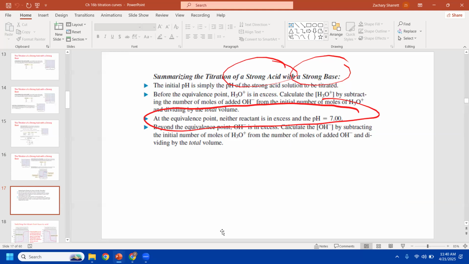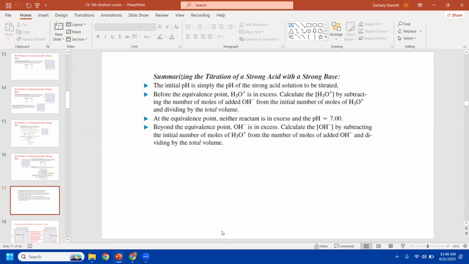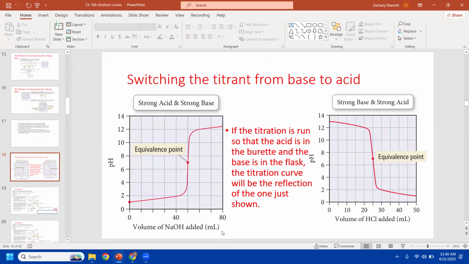Is it difficult after learning it for the first time? Hell yes. So start practicing it, okay? We got 10 more minutes. Let's jump into the thing. If we switch from a base to an acid, you do the exact same thing, just in the reverse direction.